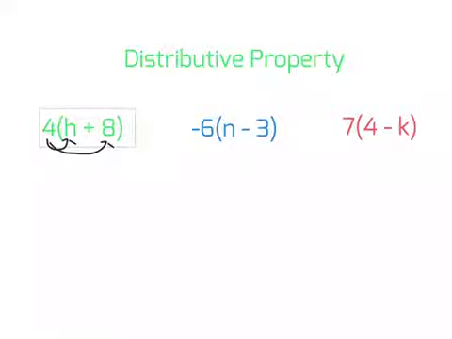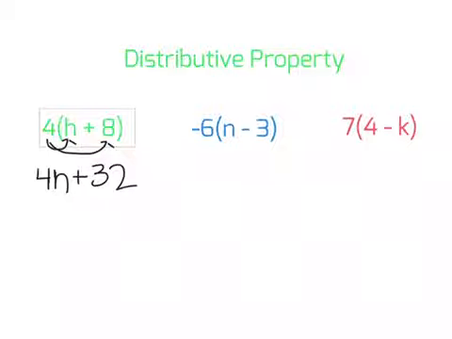So first I'm going to multiply 4 times h, which the best way to write that is simply 4 next to h because that indicates multiplication. Then I'm going to take 4 times a positive 8, which is a positive 32, so I write that with an addition sign. So my final answer is 4h plus 32.